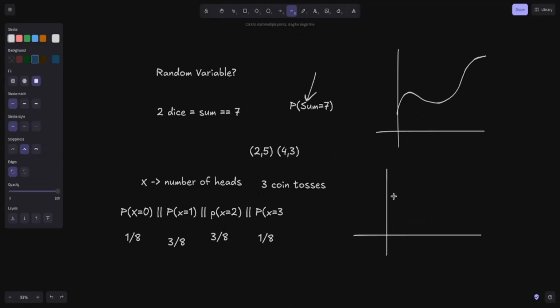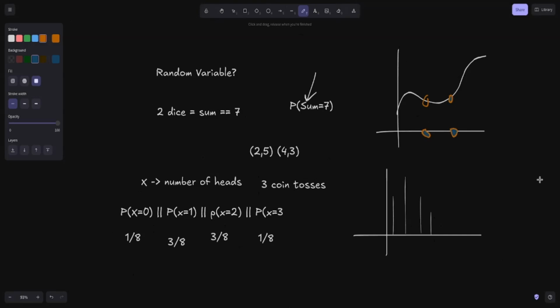Wait, let me draw this well. Let's say these are 2 graphs I have. Here you can see that for each value of x I have some value, right? But for the other one, for each value of x, do I have some value? No, only for specific values. So these are basically discrete. This is called discrete, and this is the continuous. This is the main difference.